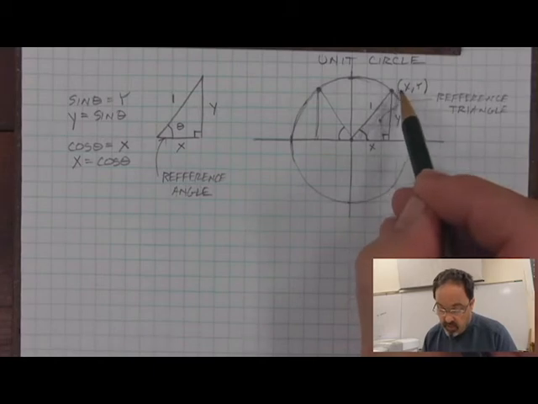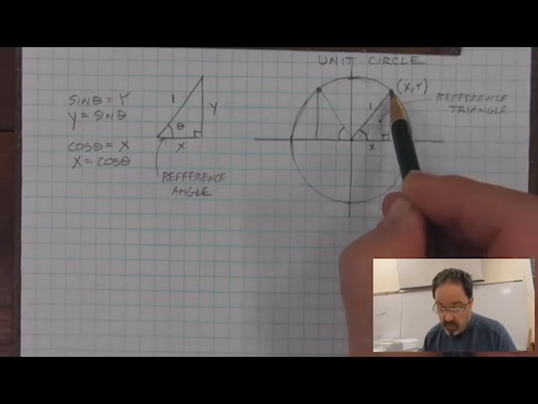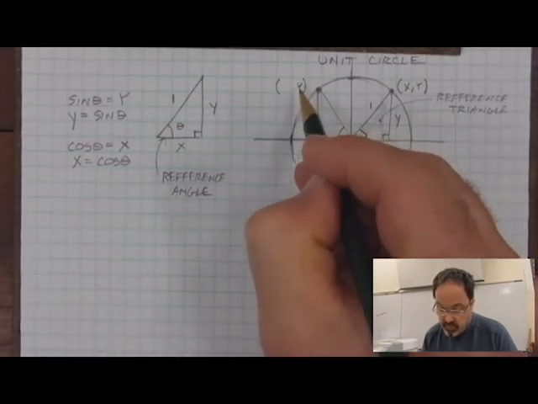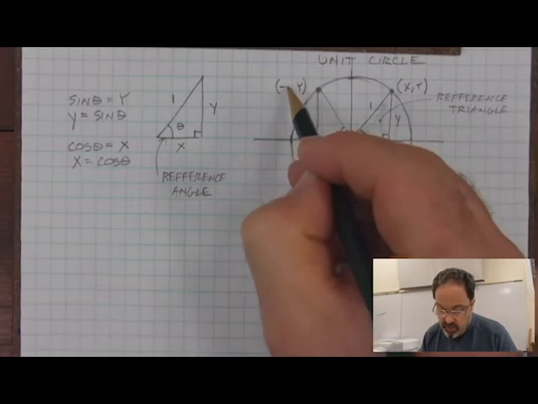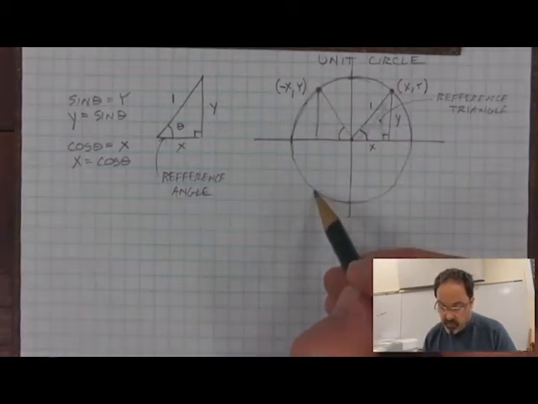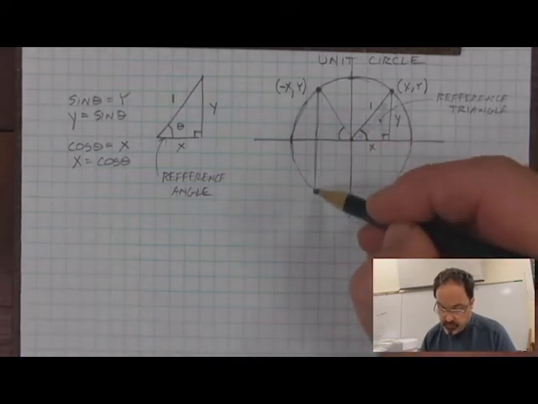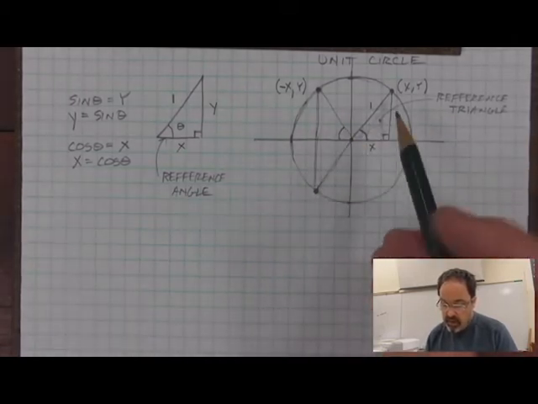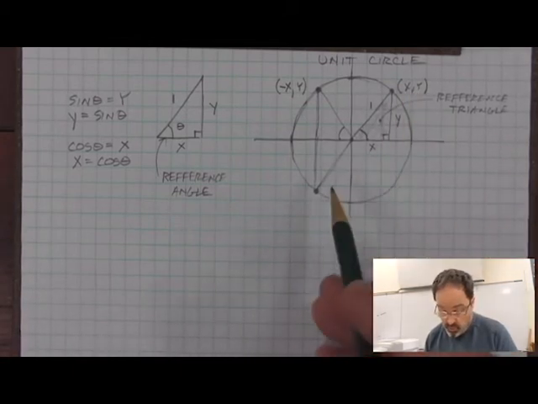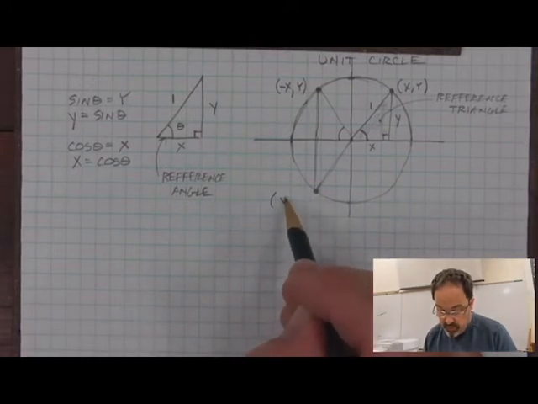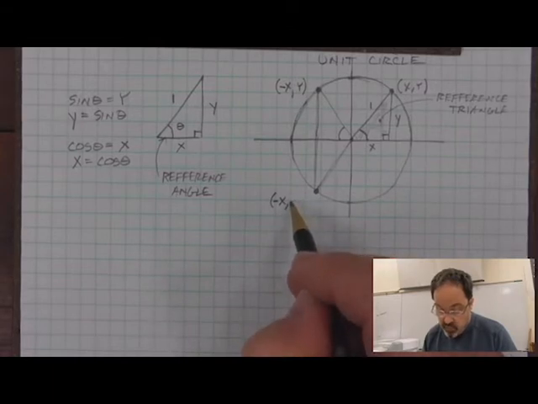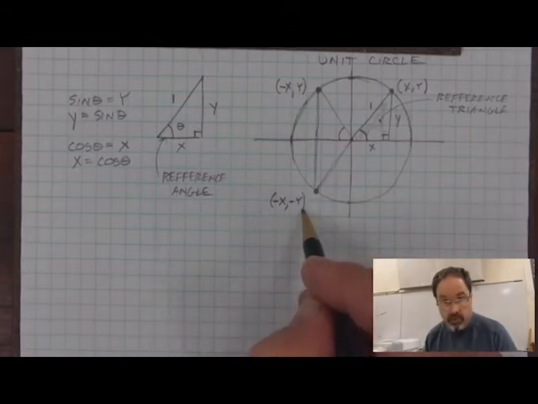If the coordinates of this point were labeled x, y, then the coordinates of this point that had the same y value would have a negative x. If the point was in the third quadrant, and we're working with the symmetry of the values of x and y, the coordinates in the third quadrant would have the same magnitude x, but it would be negative. And it would have the same magnitude y, but y would be negative as well.